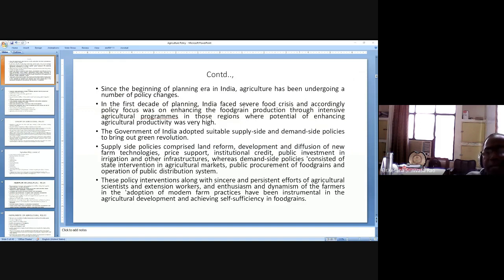Apart from that, the state also has a major role from the point of view of agriculture markets. And public procurement of food grains is one of the major factors which the central government does. Because public procurement is for the sake of the public, the procurement of food grains is done by the central government through the Food Corporation of India.